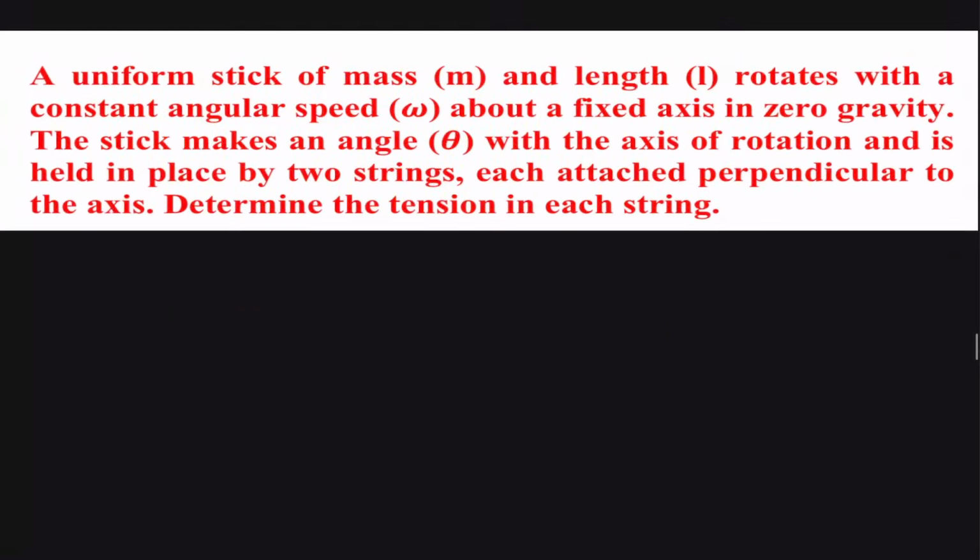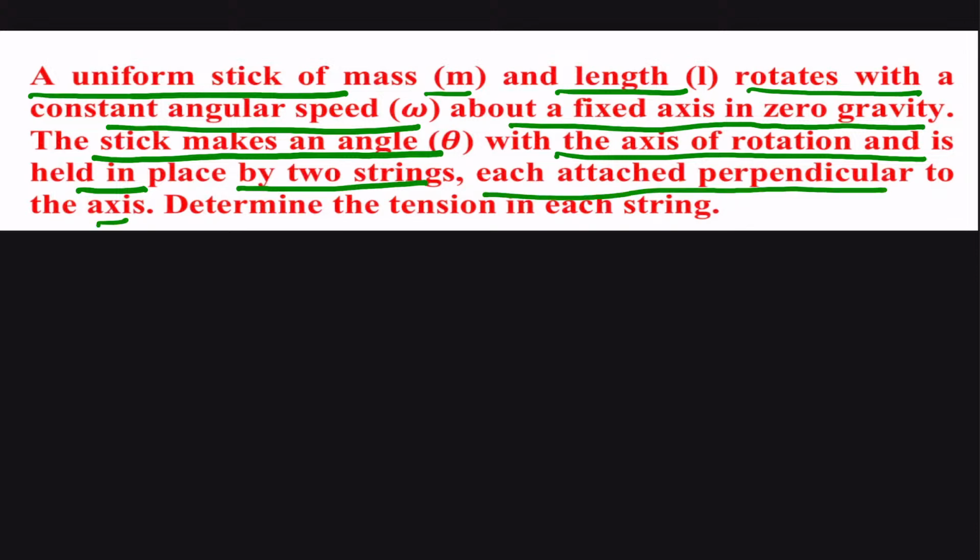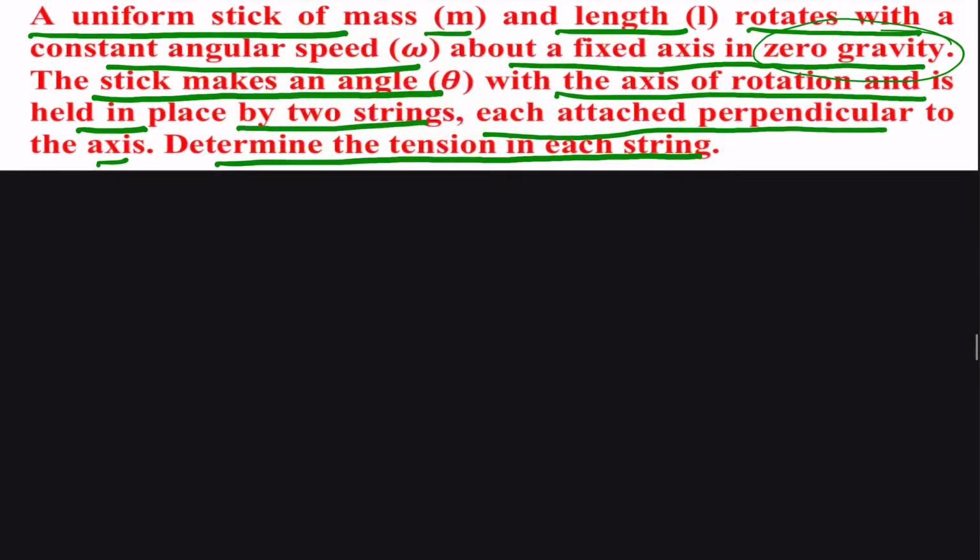It states that a uniform stick of mass m and length L rotates with a constant angular speed omega about a fixed axis in zero gravity. The stick makes an angle theta with the axis of rotation and is held in place by two strings, each attached perpendicular to the axis. Determine the tension in each string. Okay. So we can divide this question into two parts. This particular part we are going to solve with zero gravity, and in the second part we are going to consider the gravity also.